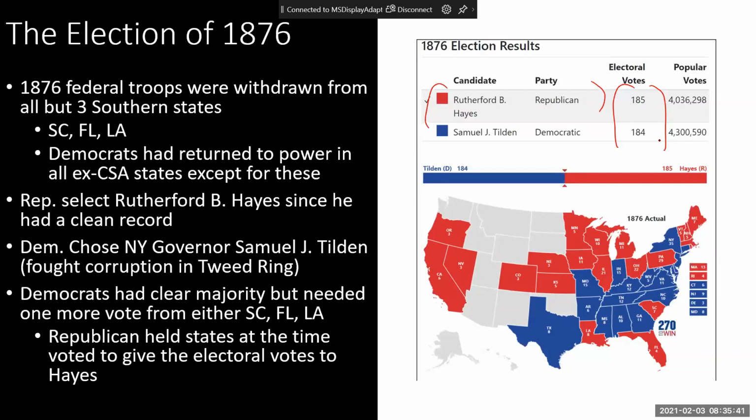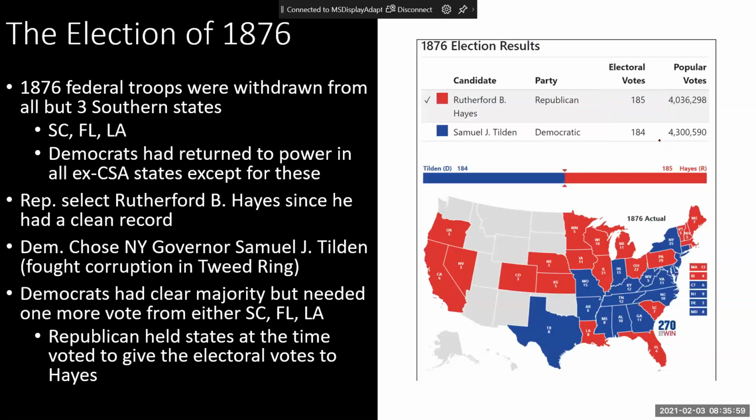So at the time, those 3 states were controlled by Republicans, and they voted in a very tight vote to give the vote, their 1 electoral vote, to the Republicans, to Hayes. So basically, it was like a little bit of an interesting corrupt scandal here.